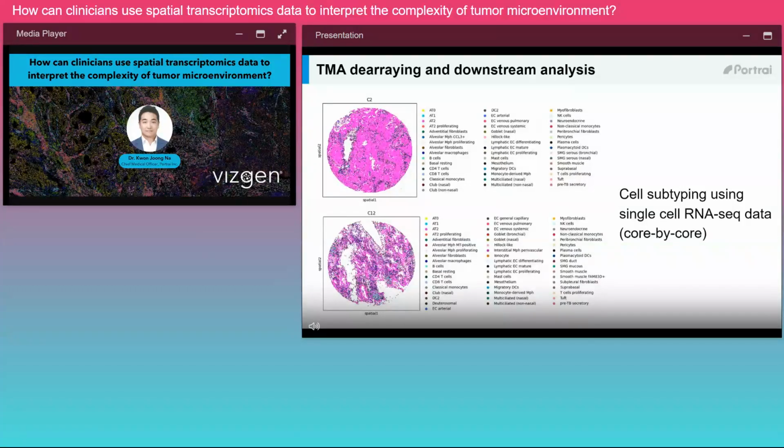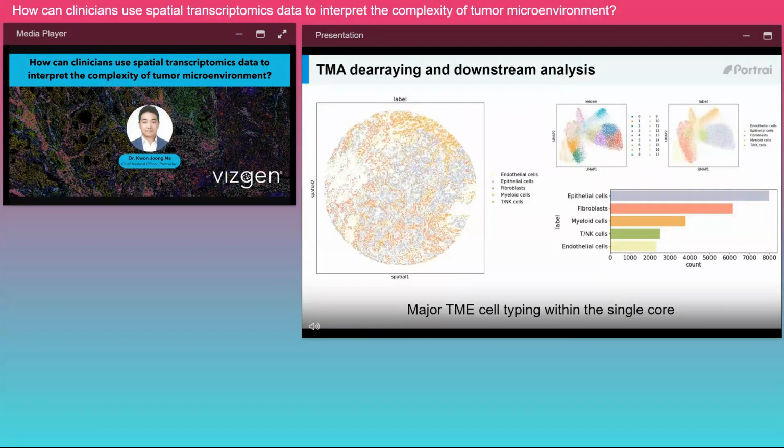Utilizing single-cell RNA sequencing data, we can annotate and analyze the specific immune and stromal cells within the cancer microenvironment. This detailed cell subtyping provides deeper insights into cellular composition and interactions within the tumor microenvironment, enhancing our understanding of cancer biology and potential therapeutic targets.